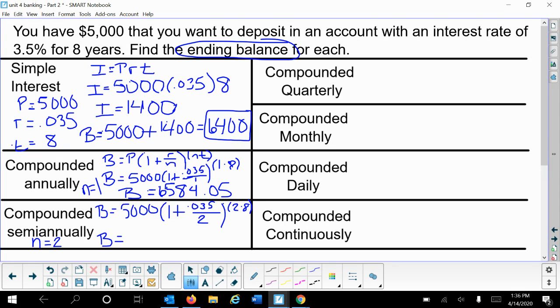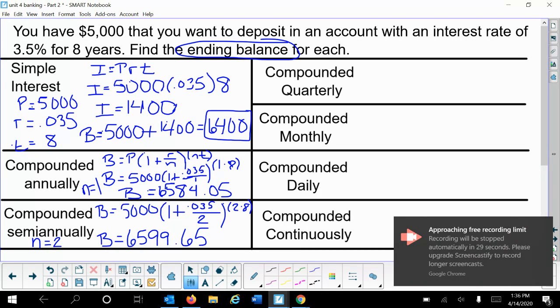And so my ending balance for this one is 6,599.65. This one does round up to 65. And I'm going to go through the rest of these in a second video.